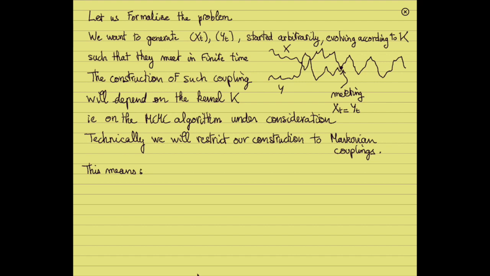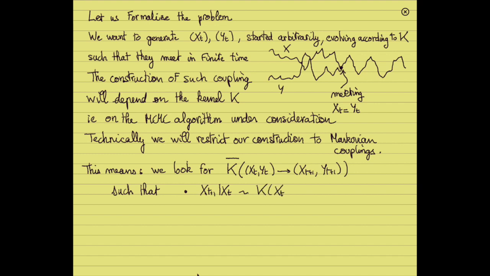So again, we can formalize this a little bit more. We are looking at Markov kernels k bar on the joint space of x and y. This Markov kernel will go from a pair xt, yt to another pair xt plus 1, yt plus 1 in such a way that if we only keep the x component, it's as if we have employed the Markov kernel k, the original kernel corresponding to our MCMC algorithm, and likewise for the y chain.